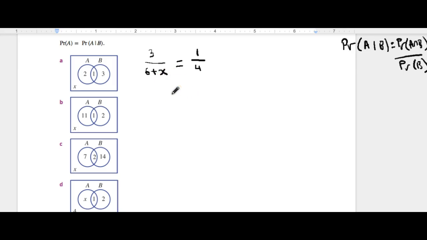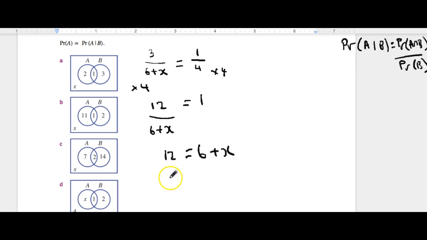So you can do solve on your calculator if you like, or you can just quickly do it by hand. I'm going to multiply both sides by 4, and I'm put on the spot here. So I'm just going to get rid of that to be 1. When I multiply that by 4, I get 12 over 6 plus x. Then I'm going to put the 6 plus x over to the other side. So that means x is equal to 6.